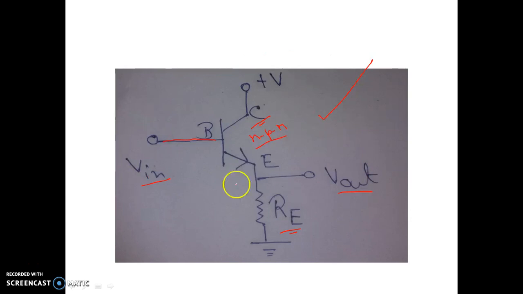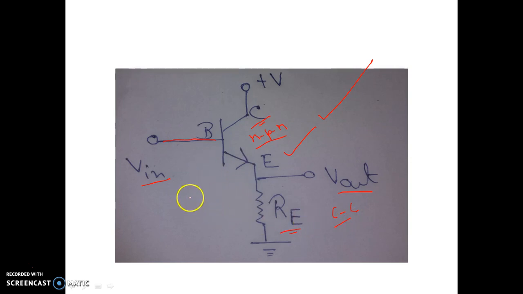Okay, similarly see here, this is input, this is output. In between input and output there are two blocks. One is the basic amplifier block, that is the transistor, and another one is the RE resistor. So the transistor is the basic amplifier block. So from that we can clearly say the RE resistor is basically the feedback network for this common collector transistor.